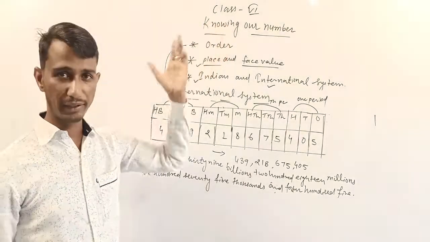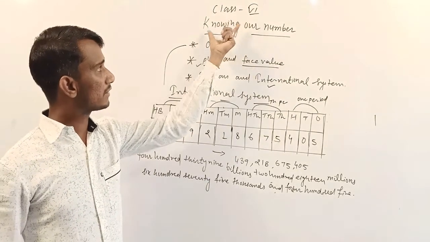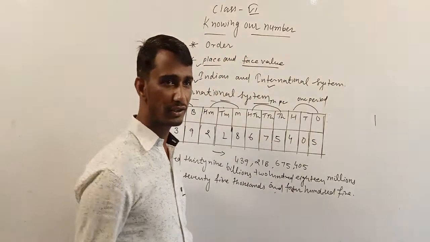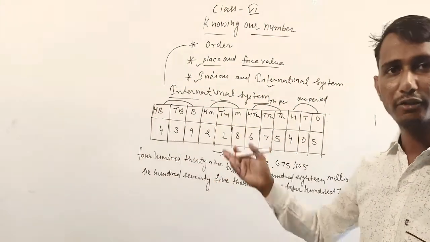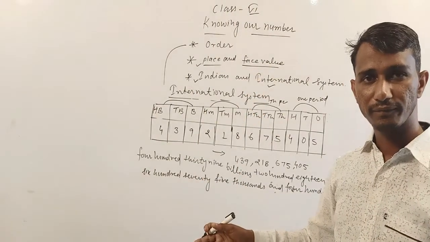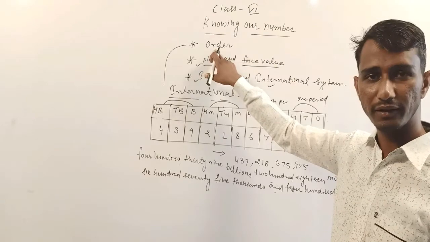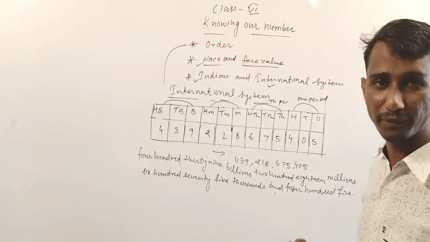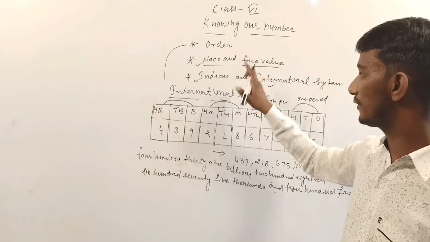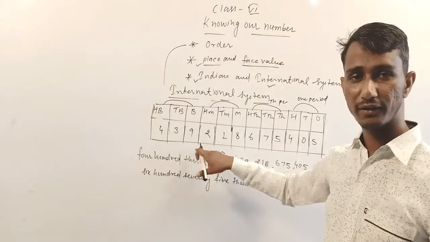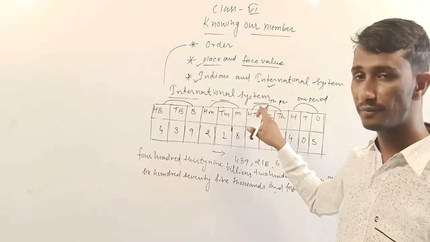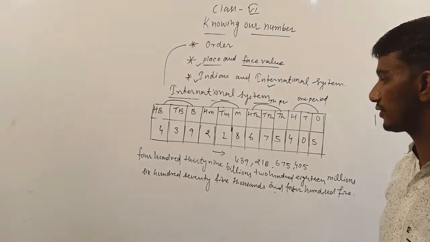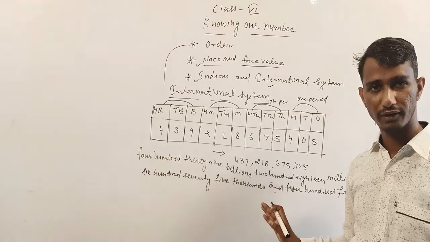In this chapter, I am revising your class 6 chapter, Knowing Our Numbers. In earlier classes we studied order, place value and face value, successor, predecessor, comparison and comparison symbols. Here I showed the place value charts of both the Indian and international systems, and discussed how to read and write a number using commas.